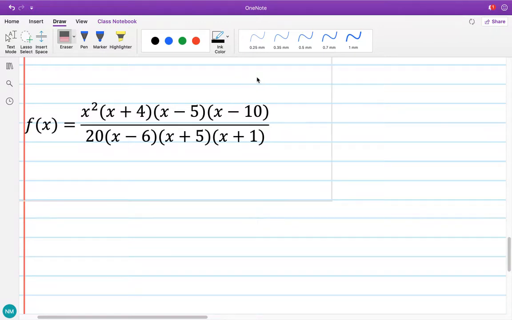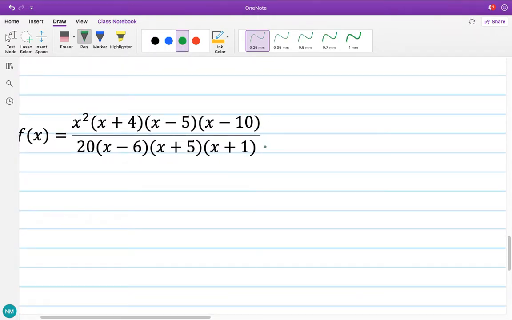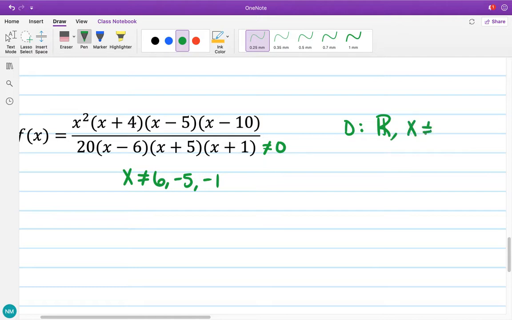Okay, so are there any common factors? No, we are green. It is fully simplified, right? So what I'm going to do is find my domain. I'm going to set this not equal to 0. This 20 doesn't make a difference to my domain, right? 20 will never equal 0. So x cannot equal 6, negative 5, and negative 1. So my domain is all real numbers, x cannot equal 6, x cannot equal negative 5, and x cannot equal negative 1.